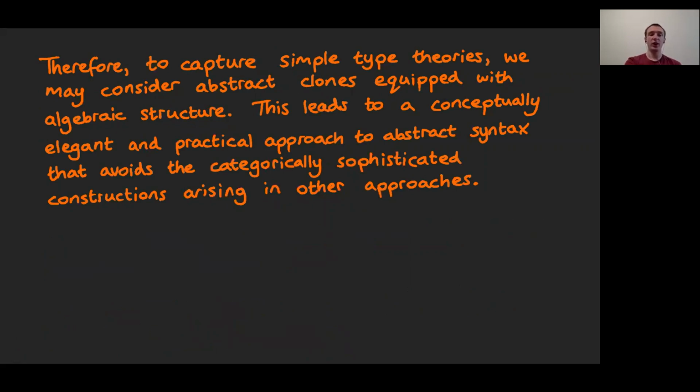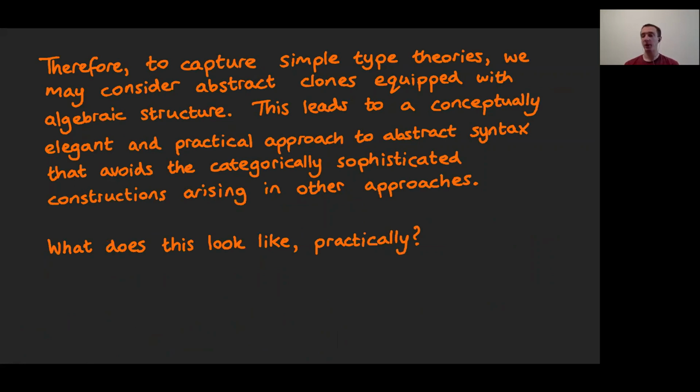So this is sort of the motivating idea. To capture simple type theories, we consider abstract clones equipped with algebraic structure in this sense. And this leads to a conceptually elegant approach to abstract syntax that is practical in the sense that we can prove things we want to prove using this and without recourse to categorical arguments.